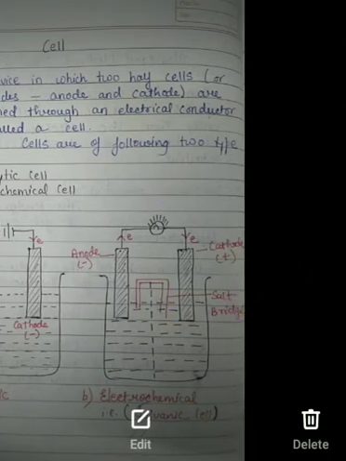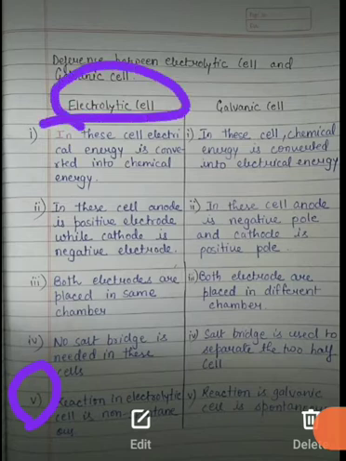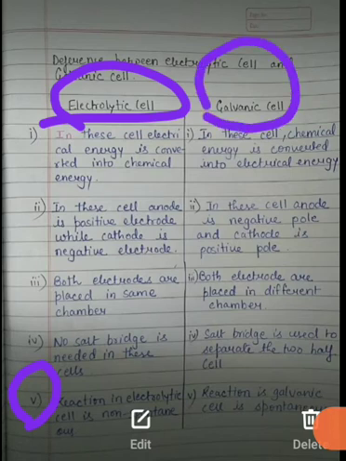Okay, so this is about the fourth difference. Now let's talk about the very last difference, that is the fifth one. The reaction in an electrolytic cell is non-spontaneous, whereas in the case of a galvanic cell the reaction is spontaneous.